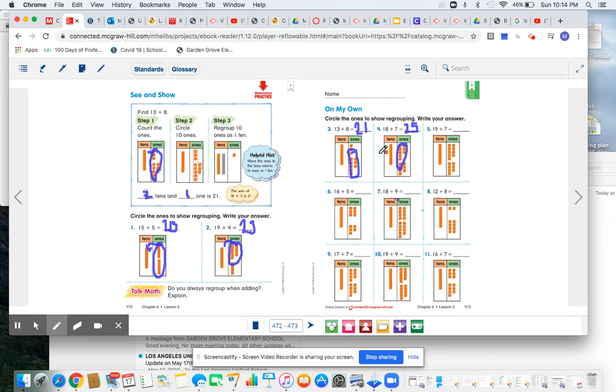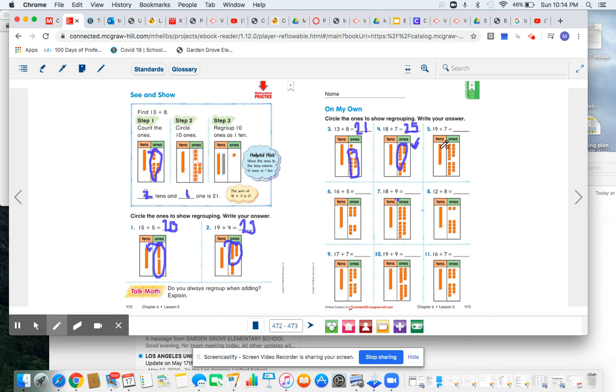So I can check my problem by counting off 18. This is 18. 19, 20, 21, 22, 23, 24, 25. I just checked my problem. You can always count off and double check your problem. Let's look at this problem. 19 plus 7.